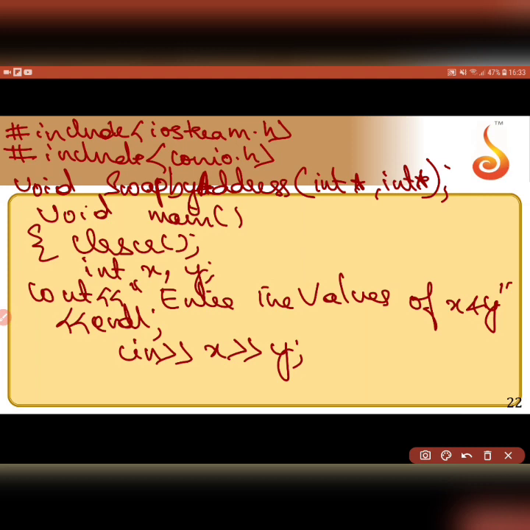So what am I doing here? I'm having a function declaration here which says that the name of the function is swap by address, to which I'm going to pass two pointers, and it is not going to return any value. After that, you have void main, clear screen, int x comma y. This is the declaration of two integer variables x and y, and I'm asking the user to enter the values of x and y, and I'm taking in the values of x and y. Please make a note so that we can continue with our main. Once main is done, let me write the function.